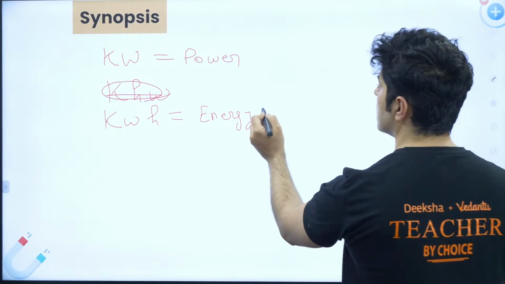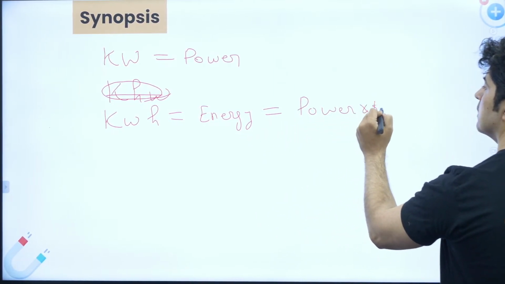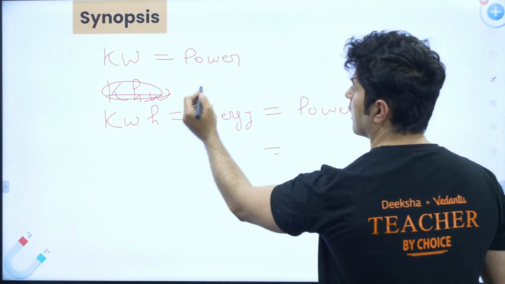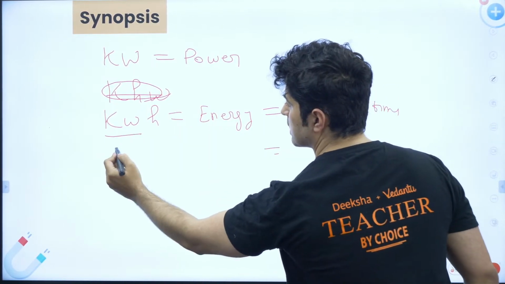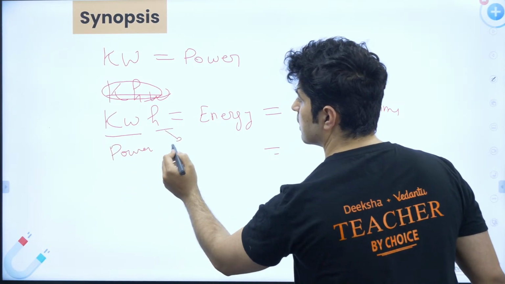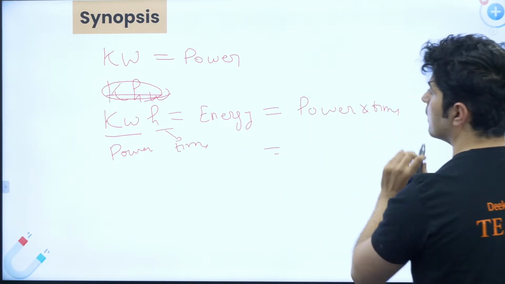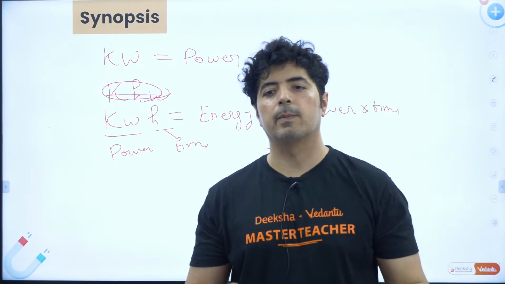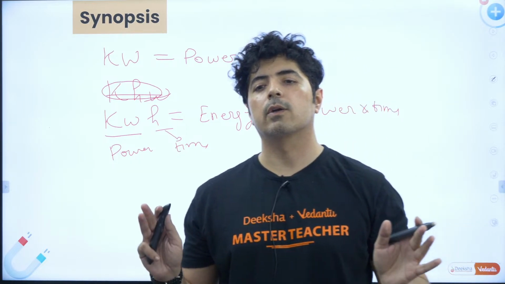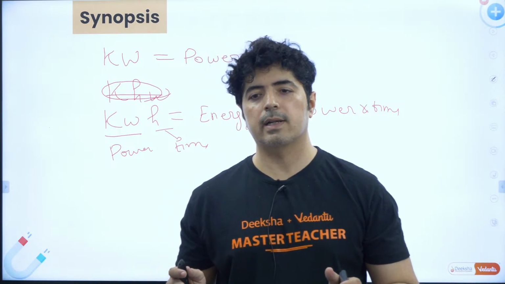So how do we do it? Energy is equal to nothing but power into time. So if I take power, which is kilowatt, this is the part which is power, and this is the part which is h. h means time. So power into time. Whenever the power is given to us, we multiply that with time and we get kilowatt hour. We'll understand it further as we go ahead.